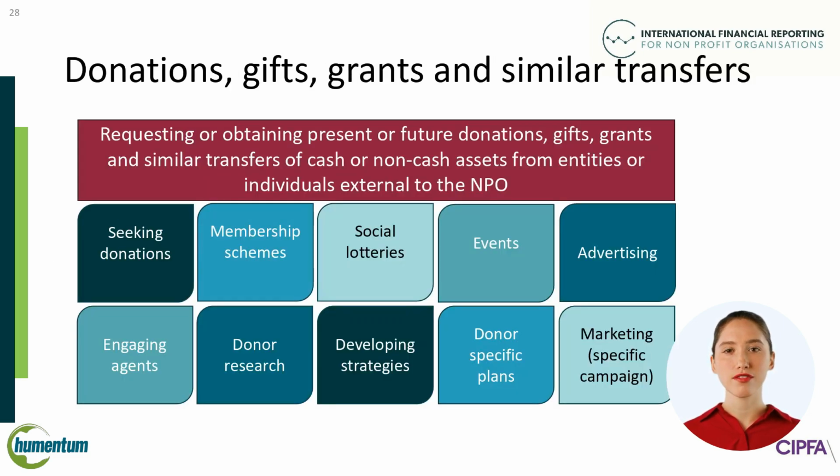The first category of fundraising costs is activities to obtain donations or gifts, or to win grants, from entities or individuals external to the NPO. Examples of such expenses include the costs of the following activities: seeking donations, grants, and legacies, operating membership schemes or social lotteries, staging events, contracting with agents to raise funds on behalf of the NPO, researching and developing fundraising strategies and plans for prospective donors, and advertising and marketing, provided these do not relate to the NPO as a whole.